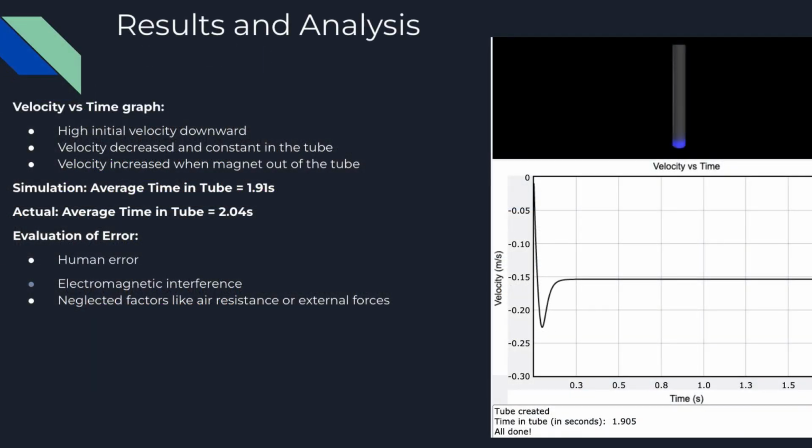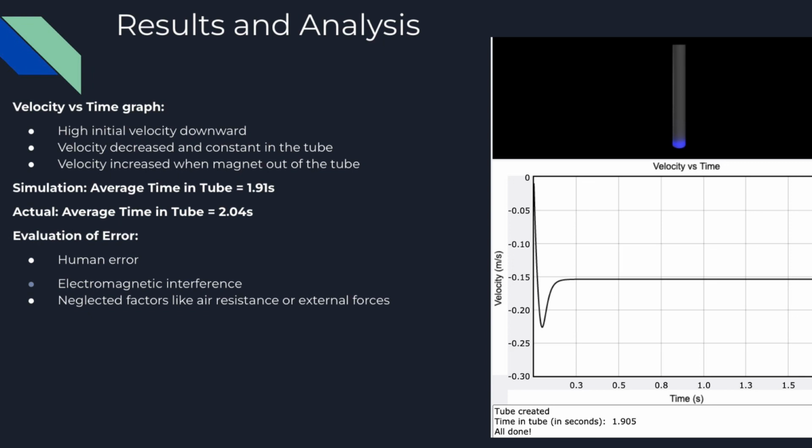In the velocity versus time graph, we see that there's a high initial velocity downwards, and that velocity decreased and was constant within the tube. Velocity increased when the magnet left the tube. The simulation average time in the tube was 1.91 seconds, and the actual average time in the tube was 2.04 seconds.